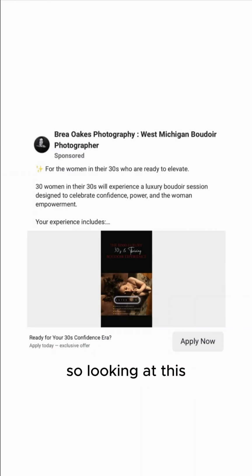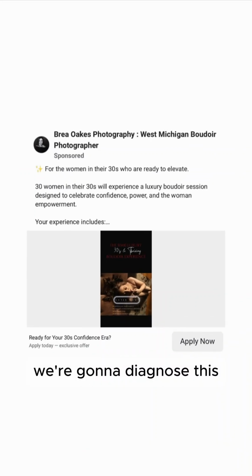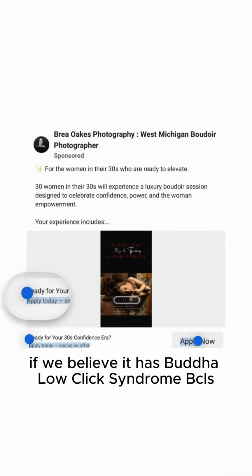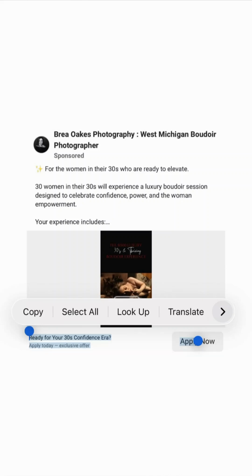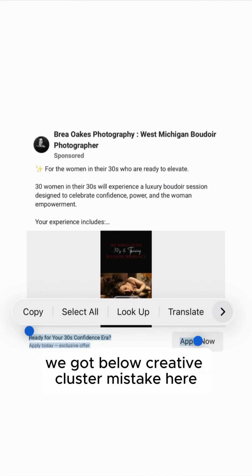So looking at this, we're going to diagnose this if we believe it has Boudoir low click syndrome, BLCS. See if its unique CTRL is under 6%. So unique CTRL, let's see. We've got the little creative cluster mistake here.